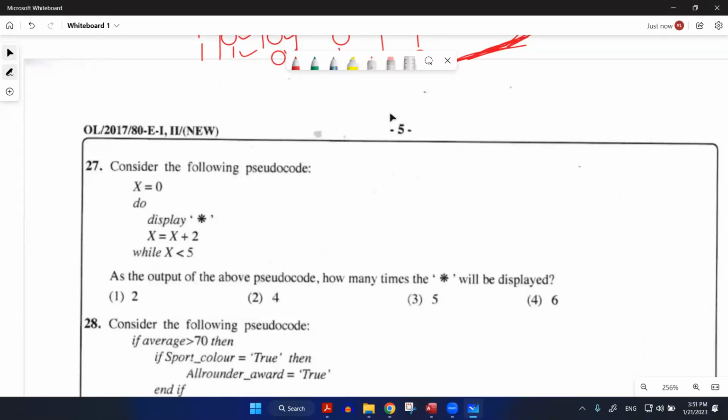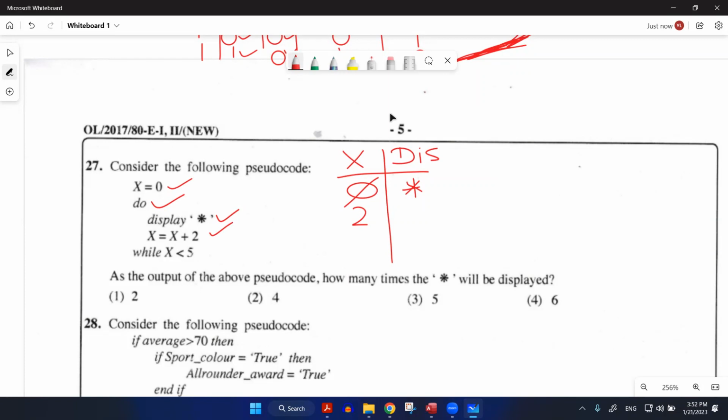So the 27th, it says x equals 0. Right? So when x is 0, it says do display star, x equals x plus 2, while x less than 5. Right? So it starts with x equals 0. So this happens, then do, it says display a star. So let's take this as display. So it shows you a star. And it asks you to increase x by 2. So x becomes 2.